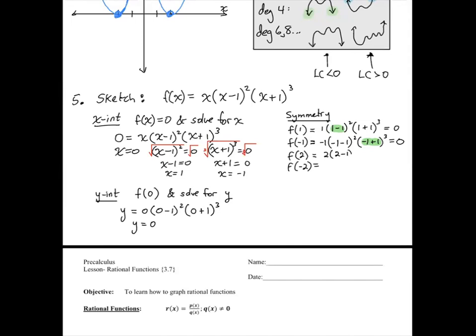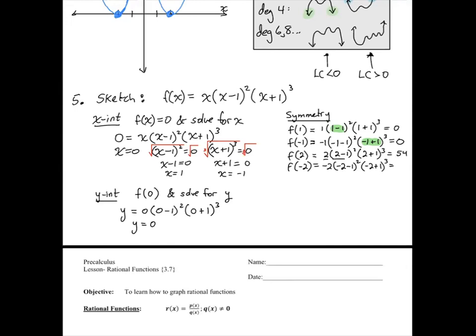2 times 2 minus 1 squared times 2 plus 1 cubed. And then -2 times -2 minus 1 squared times -2 plus 1 cubed. Right. So this is a little bit beefier in terms of the computation, but it's still not terrible. All right. In the first computation, we have a 2 minus 1 that's going to give me a 1. Squared is 1. So 2 times 1 is going to give me a 2. Then I have 2 plus 1 is 3 cubed. 3 cubed is 27 times 2 is 54.